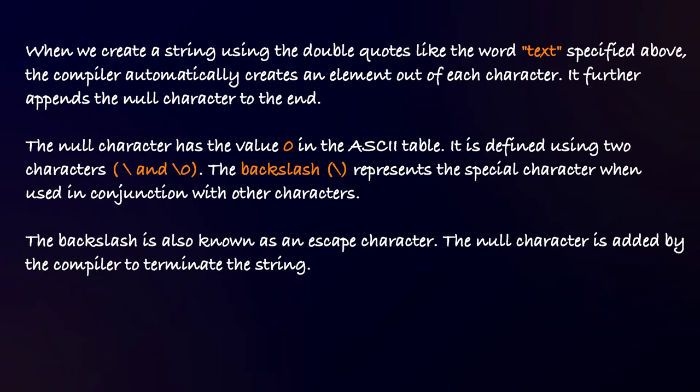The backslash represents a special character when used in conjunction with other characters. The backslash is also known as an escape character. So the null character is added by the compiler to terminate the string. That is how the compiler tries to understand where and when to end the string. Wherever it finds the need to end the string, the null character is put over there. I hope it is clear why the null character is used by the compiler in this case.